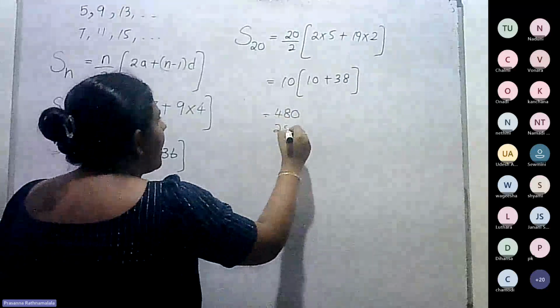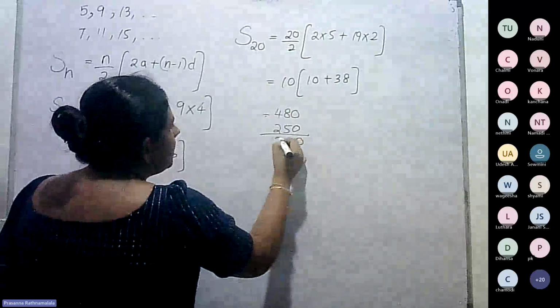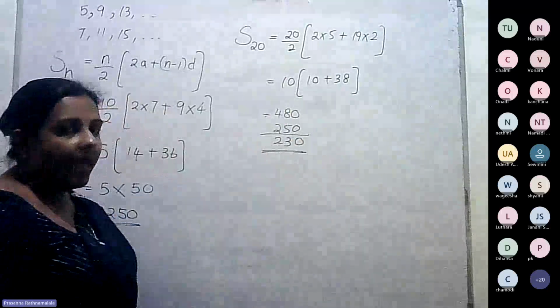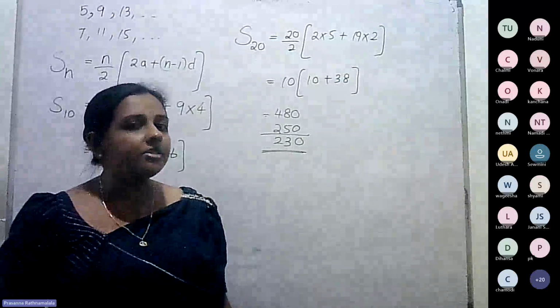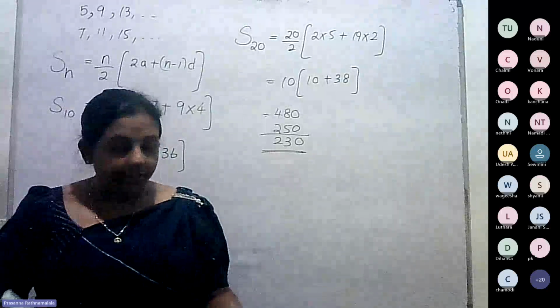Then you can subtract 250 from 480. Then how many students there are with blue color costumes? That is 230. Right, okay.